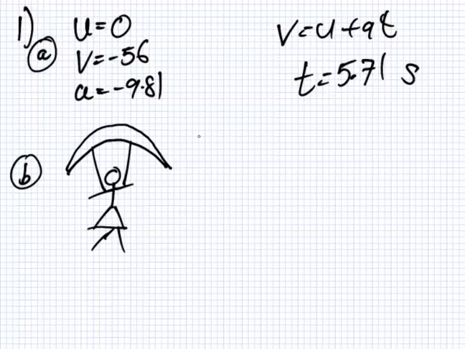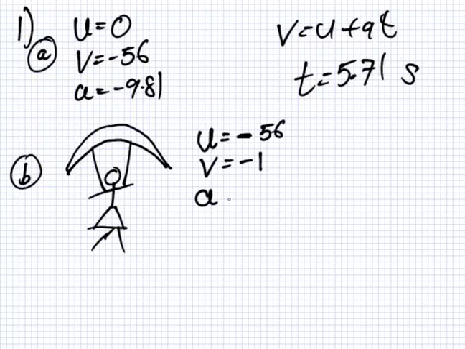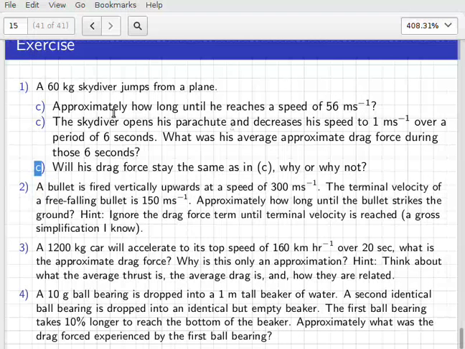So here the U is minus 56. The V is minus 1. Why is the U minus 56? No, it's okay. If you want to make it plus, that's okay. Because what's happened is the skydiver jumped. I did say his actually. They go from 0 to 56. I'm sorry I wasn't clear. And then when they're at 56, they open the parachute.